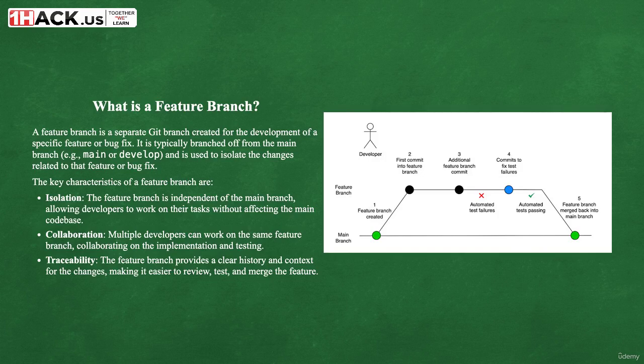Traceability. The feature branch provides a clear history and context for the changes, making it easier to review, test, and merge the feature back into the main branch. This helps maintain a clean and organized codebase. By understanding these key characteristics, you can see how the Feature Branch Workflow can help manage and collaborate on new features or bug fixes in your software development projects.